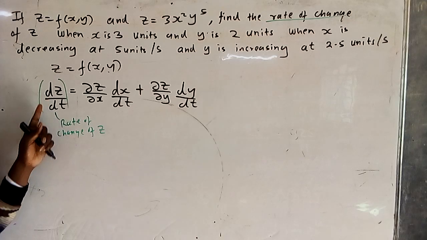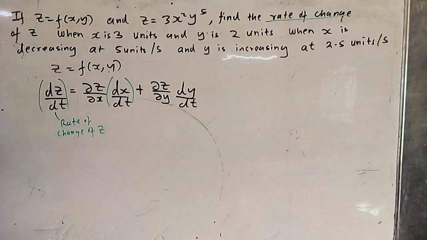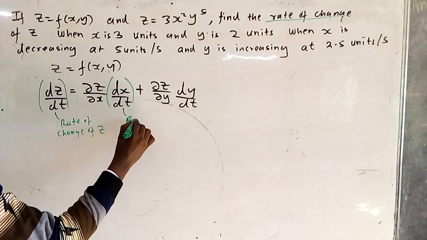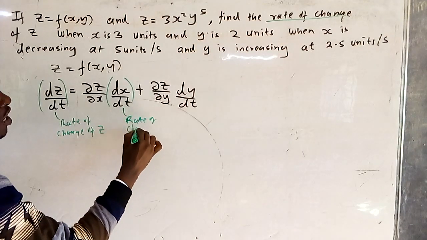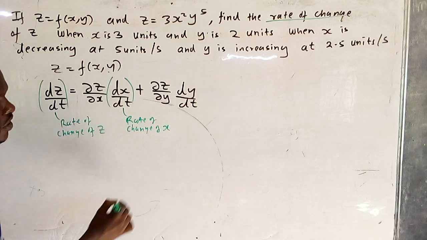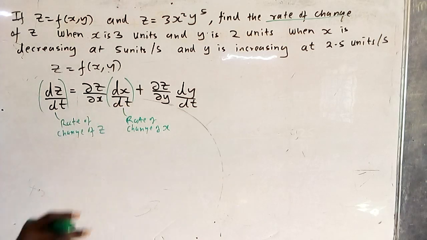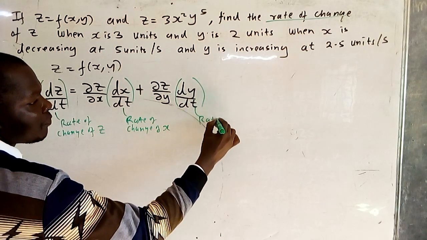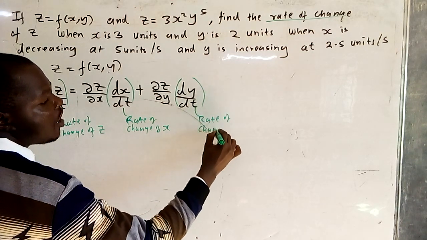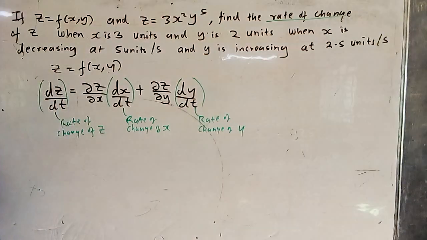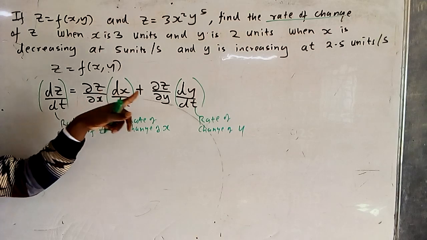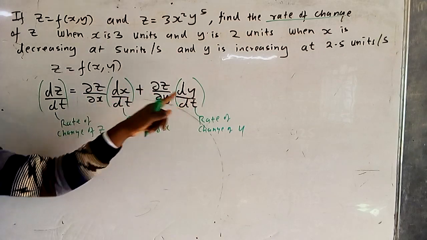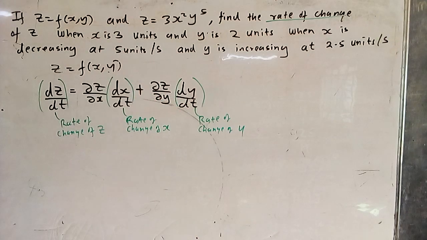Are we together? Then you can see here, dx over dt is what? Rate of change of x with respect to time. Then you can see dy over dt is what? Rate of change of y. So to determine this, we need to determine these partial derivatives, and the rates of change will be given, isn't it? Are we together? So let us start.